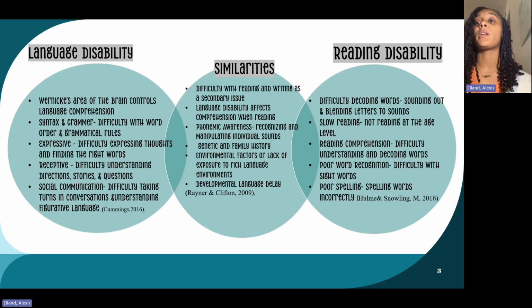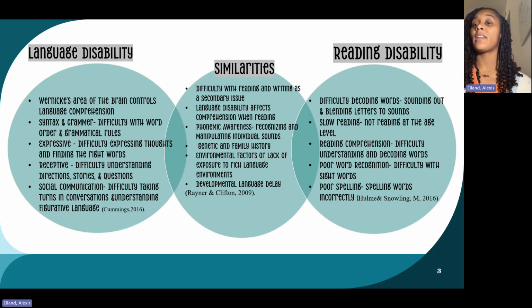Some similarities between language and reading disabilities. Similarities can be difficulty with reading and writing as a secondary issue, as I mentioned on the first slide. Oftentimes people with these disabilities have writing issues as well. Language disability also affects comprehension when reading. If you don't understand words and their meaning, and you're reading it on a page, you're not going to understand what you're reading if your language is not intact. Another similarity is phonemic awareness, which is recognition and manipulating of individual sounds.